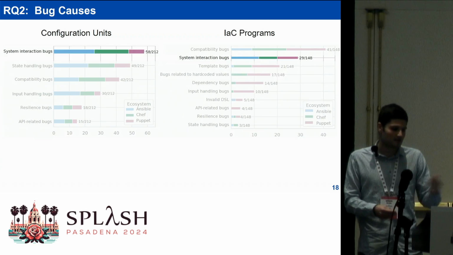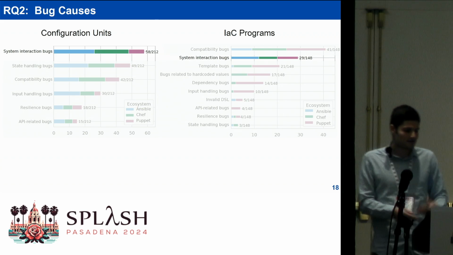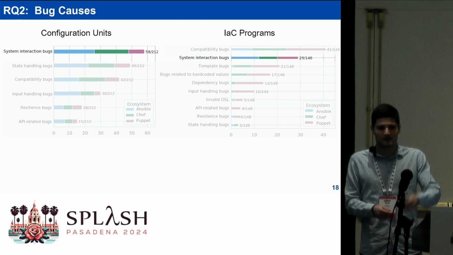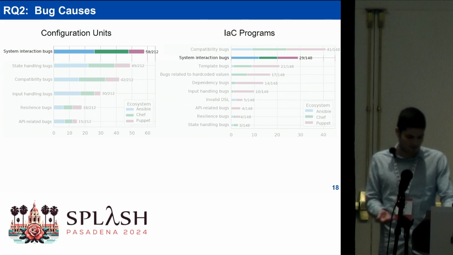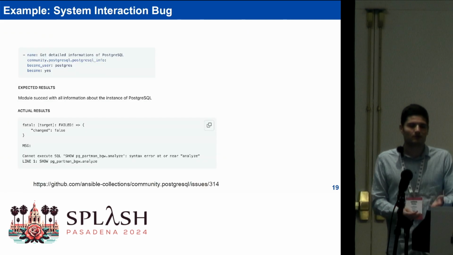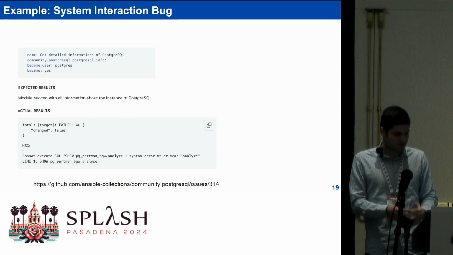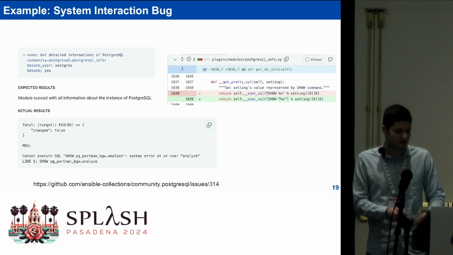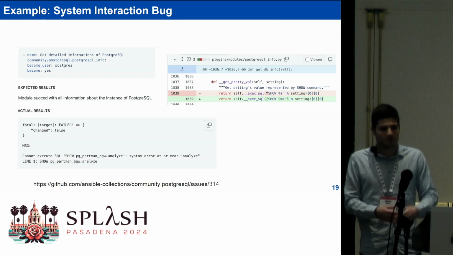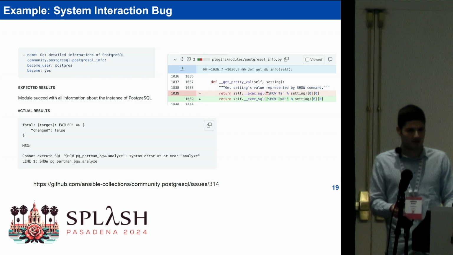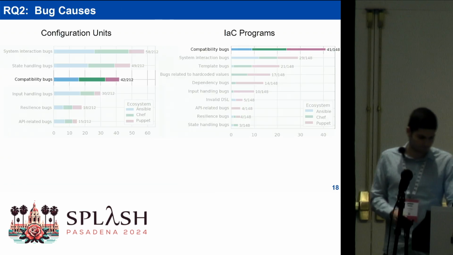What's interesting here is that the most common root cause is system interaction bugs. In this case, the communication between the IA component and the external system is not the intended. And to adduce an example, consider again the PostgreSQL bug that we saw previously, where in this case we were executing an incorrect SQL command. And this is a typical example of a system interaction bug because the communication of our module with the external database is not the intended.